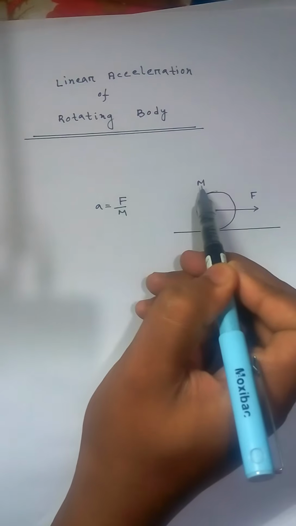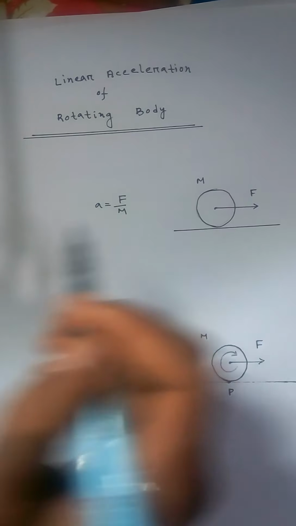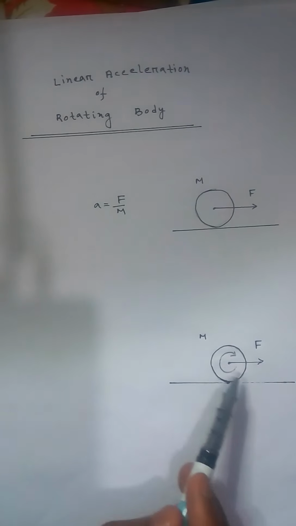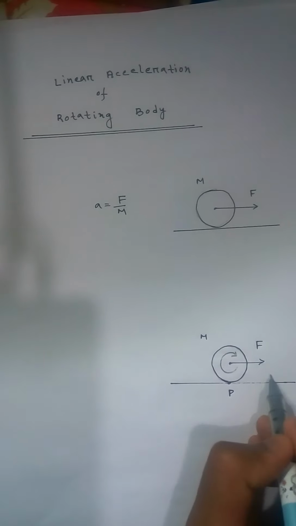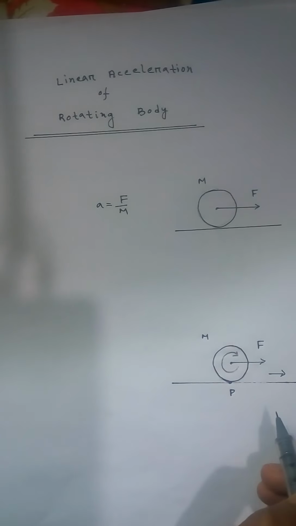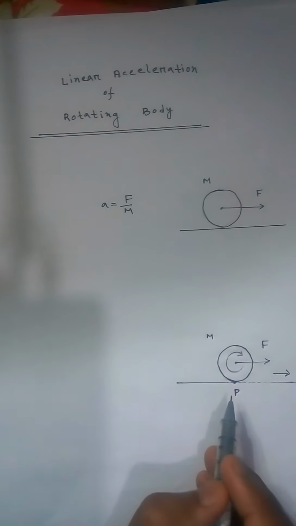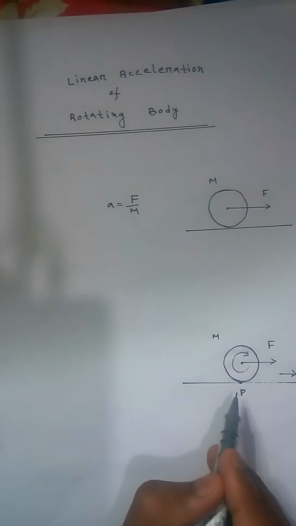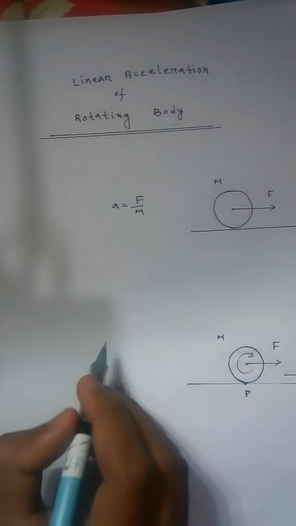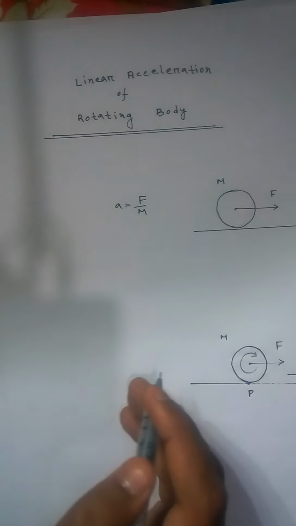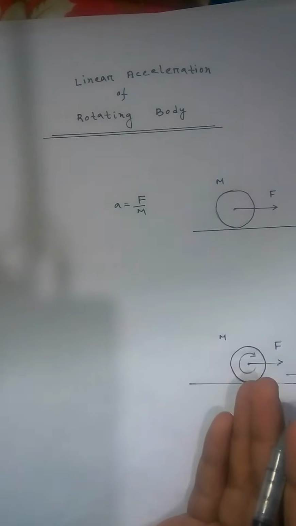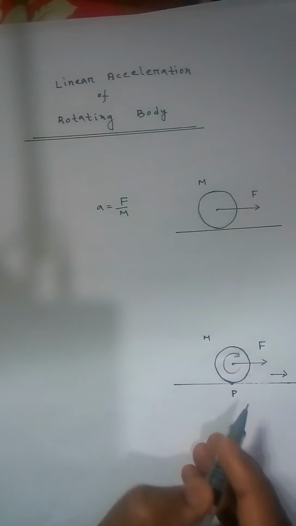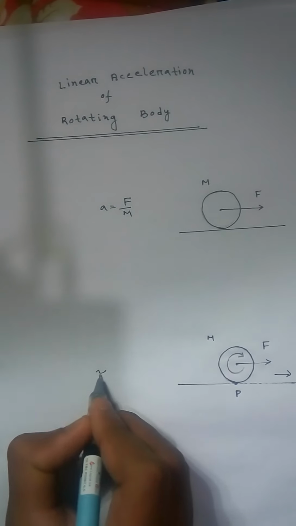Here we have the mass of the body, but what will be the linear acceleration of the body when it is rotating and moving forward? When the body is rotating, we have to consider all the calculation in angularity, that is, we have to take torque.